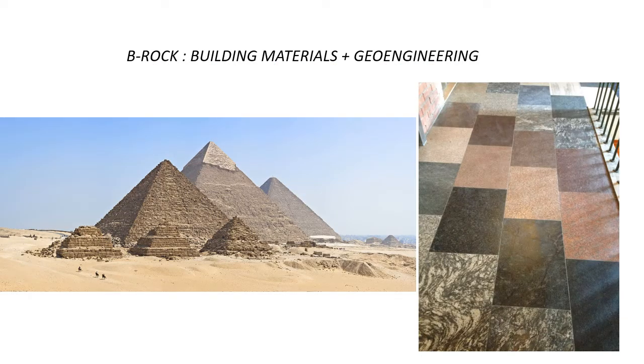The first topic: Rock, Building Materials and Geoengineering. In the photo on the left, you see the pyramids of Giza, which are mostly made of limestone, and limestone came from quarries all around the Nile region. So actually a lot of the pyramids were made from limestone because sandstone is more scarce and it's also more brittle. Originally, these pyramids were also covered with a shiny limestone. You can still see a little bit at the top there.